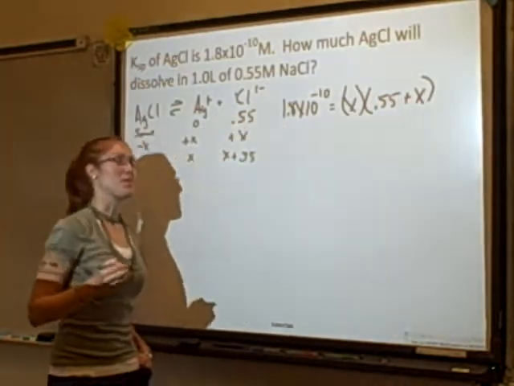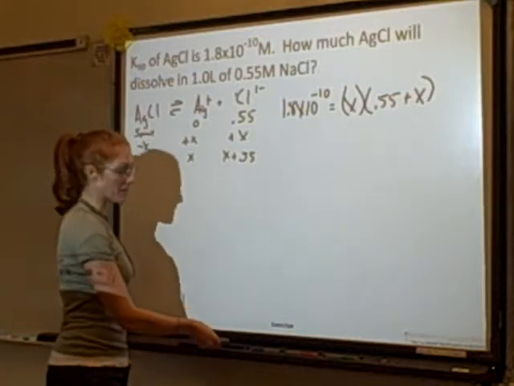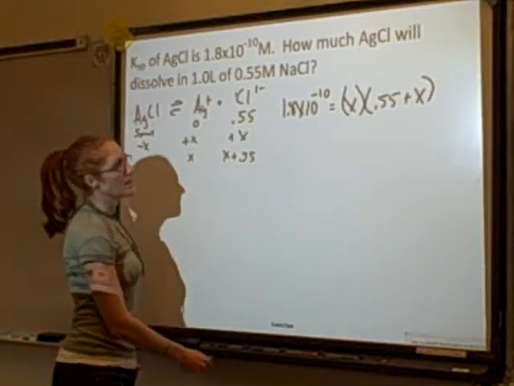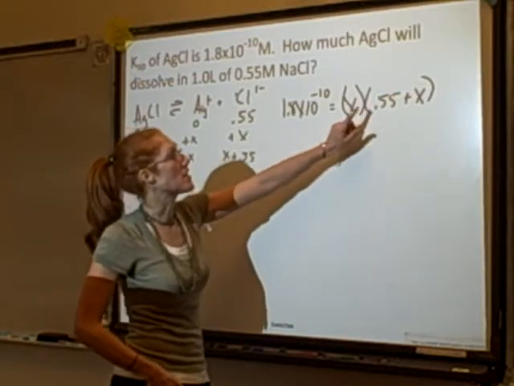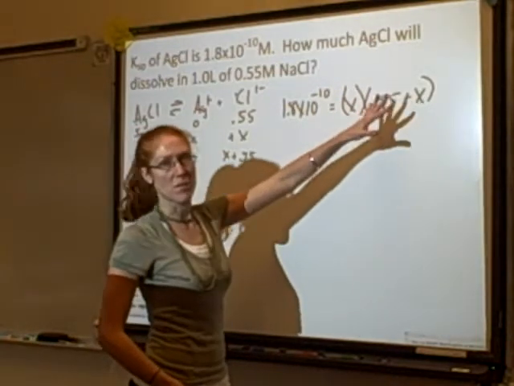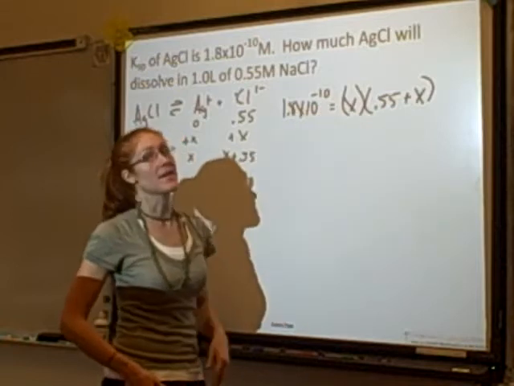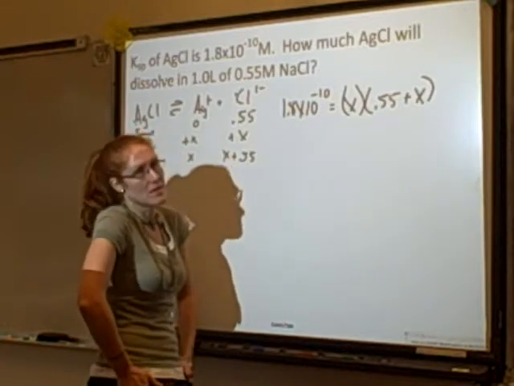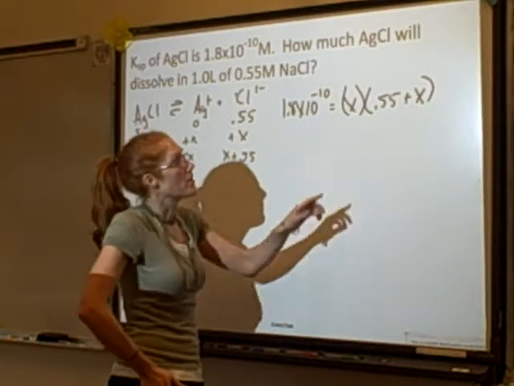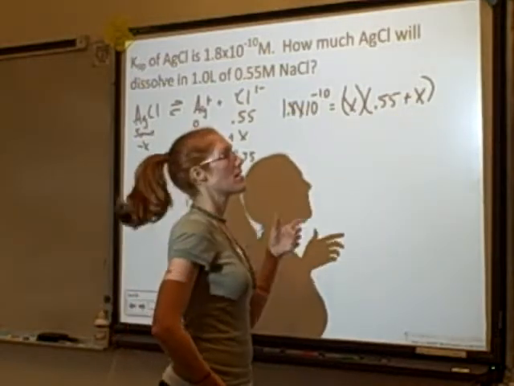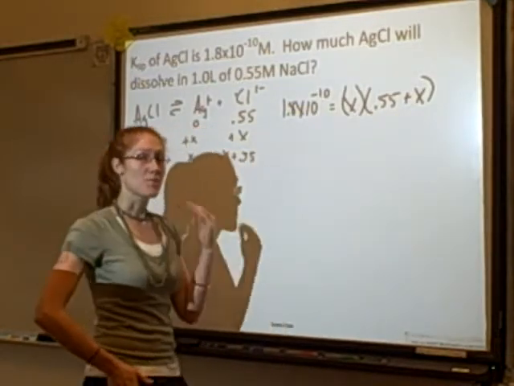This is my favorite part. We're going to make the math a lot easier. I know that since this is going to be 0.55 plus some amount times X is going to equal 1.8 times 10 to the negative 10th, I know X is going to be small. It's going to be close to something to the negative 10th. So 0.55 plus something to the negative 10th is basically 0.55, especially in chemistry.